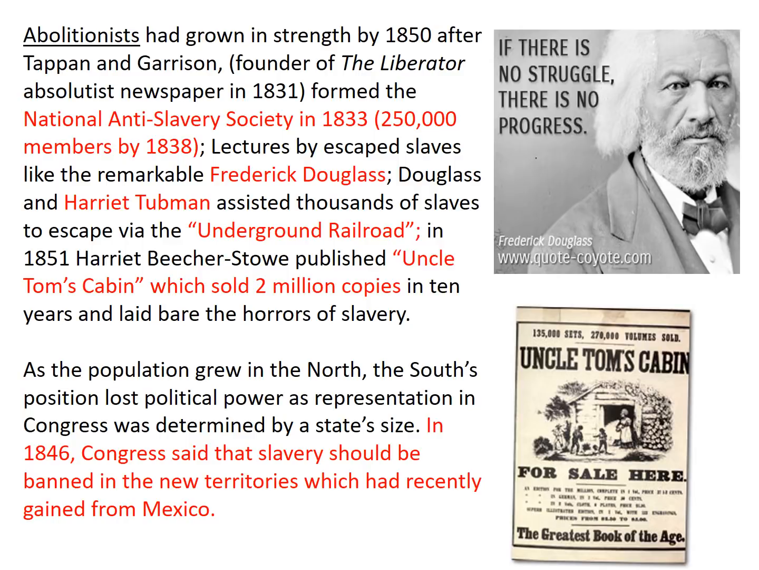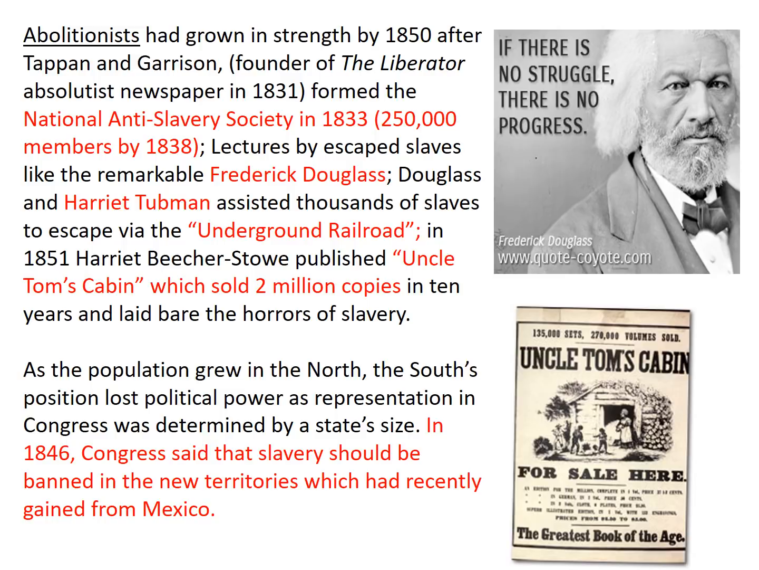There is, however, a clear moral move, led in the North, about attacking slavery. We got abolitionists growing in strength, and they'd grown in strength for a number of reasons. We got the National Anti-Slavery Society, 1833, with 250,000 members by 1838. Frederick Douglass, an escaped slave, gave lectures. He and Harriet Tubman assisted thousands to escape via the Underground Railroad. And then in 1851, we got a very famous book, Uncle Tom's Cabin. 2 million copies sold in 10 years, really focusing on the horrors of slavery.